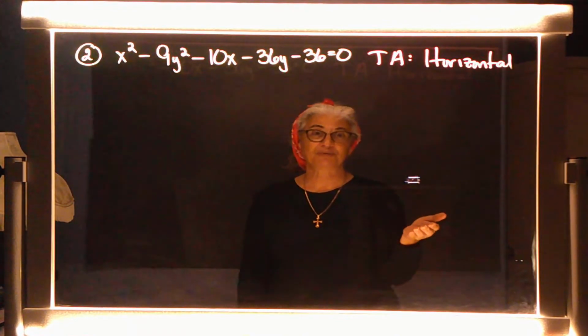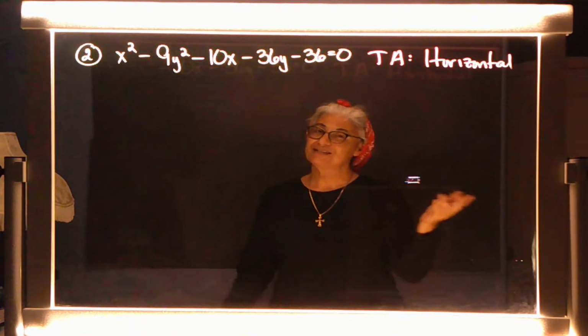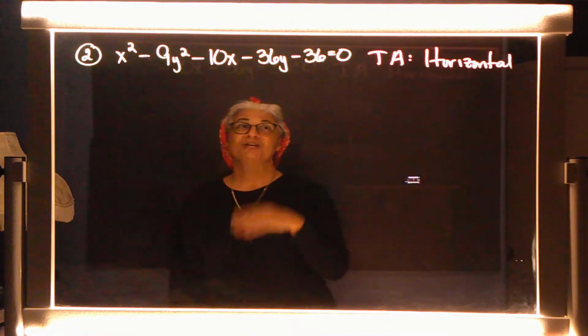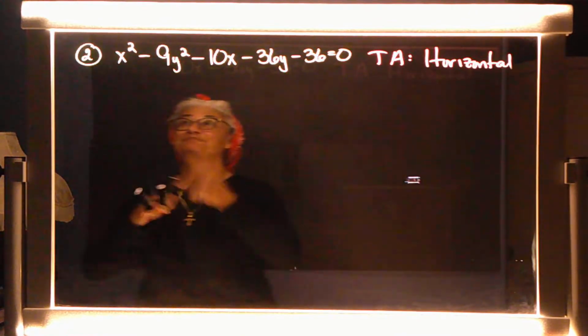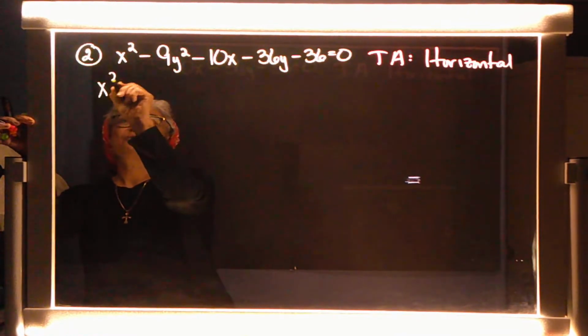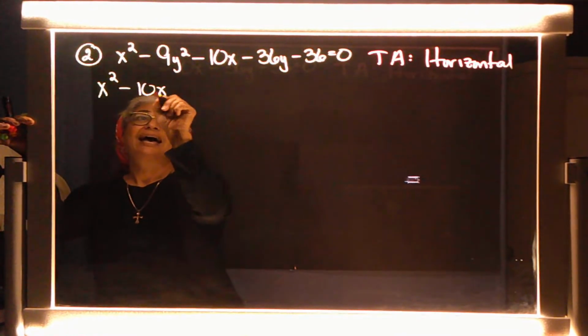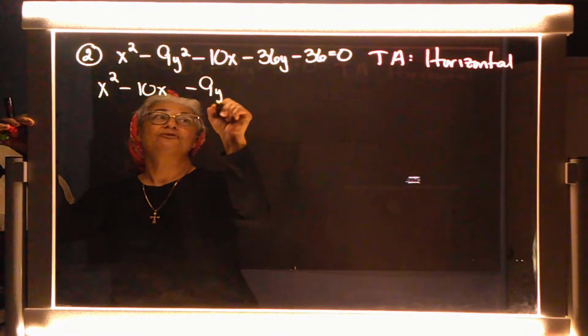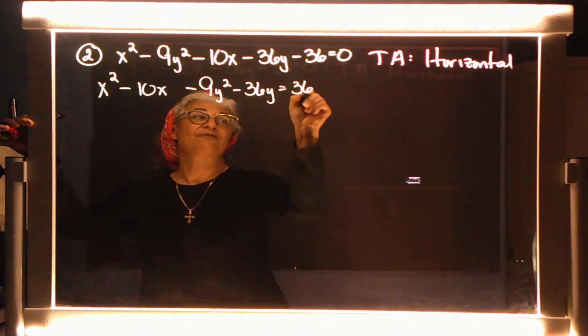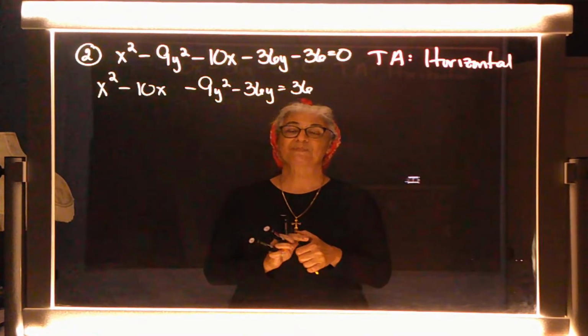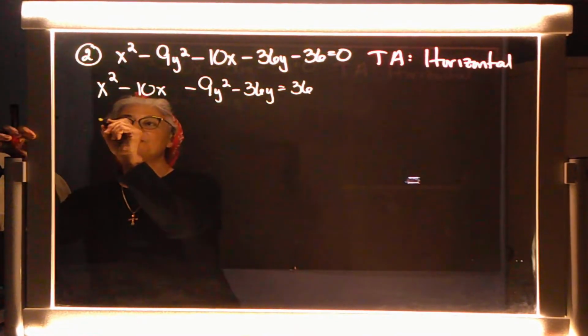Didn't we do an ellipse problem like this? Told you, these guys are kind of similar to each other. So follow along with me. Hopefully you see what I'm doing. I am going to put the x's together as I move that 36 to the other side because it doesn't have a variable. I need my lead coefficients to be a 1.